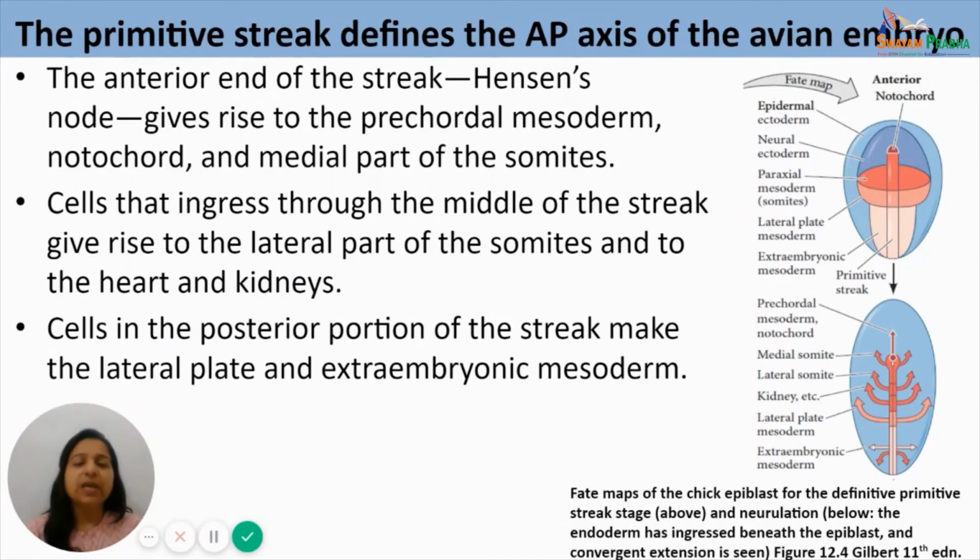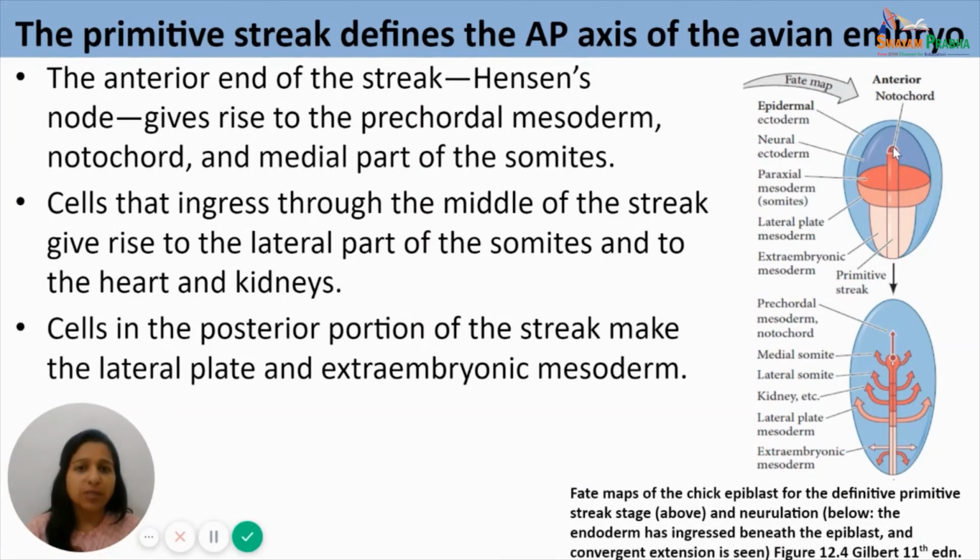How the primitive streak defines the anterior-posterior axis of the avian embryo can easily be understood through these fate maps of the chick epiblast. The upper one shows the fate map for the definitive primitive streak stage, while the below one shows the fate map of the chick epiblast at the neurulation stage. And in this, the endoderm has already ingressed beneath the epiblast, and the arrows indicate the direction of convergent extension.